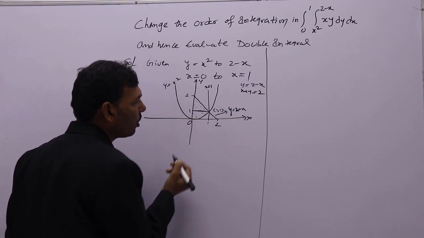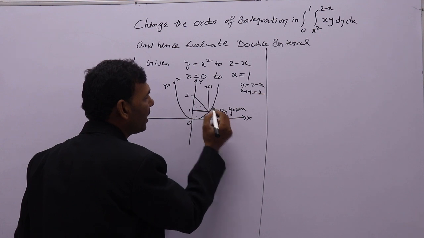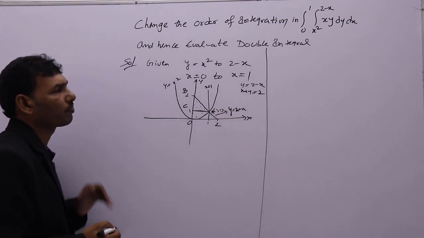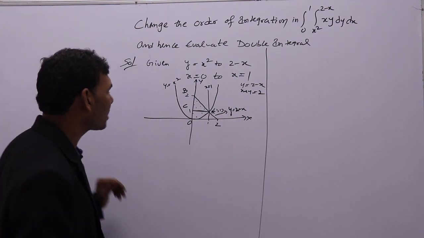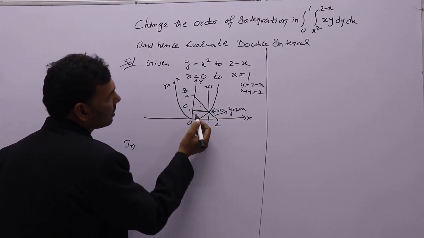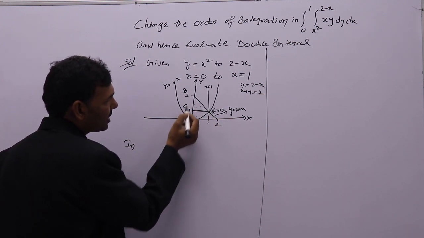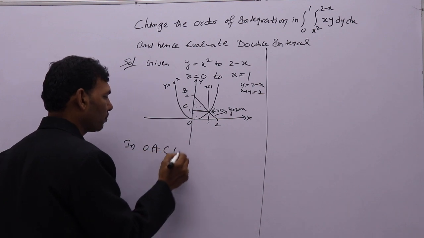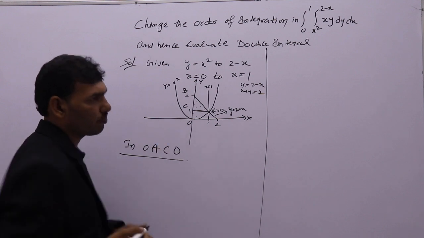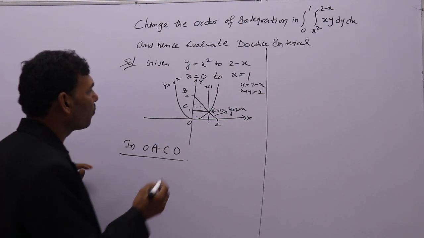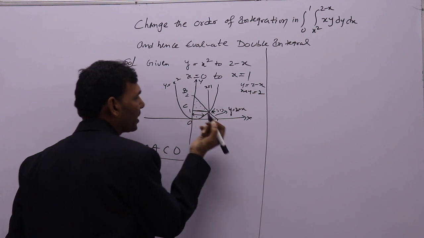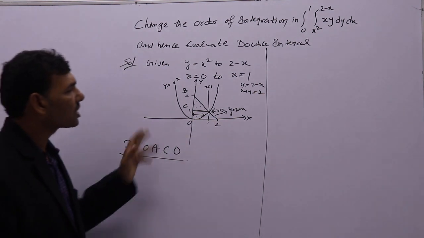This is the O point, you know. I am taking this one as A, this one as B, this one as C. Now the 2 regions are there. One region is OACO. Another region is CABC.